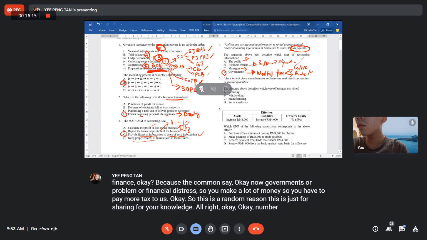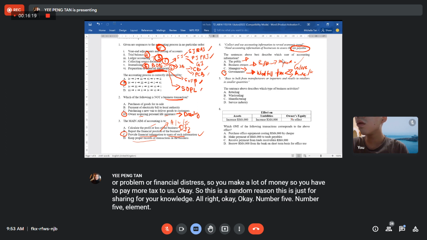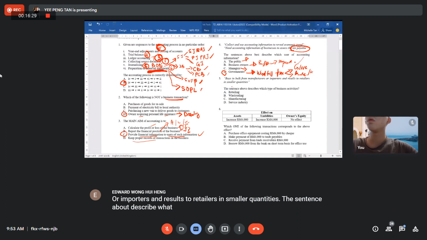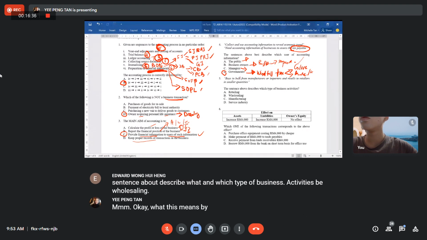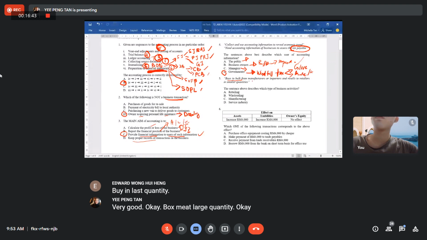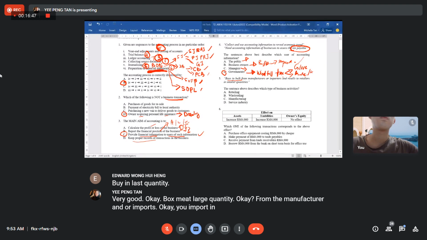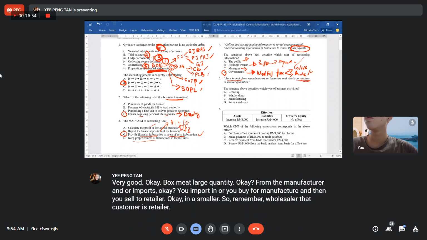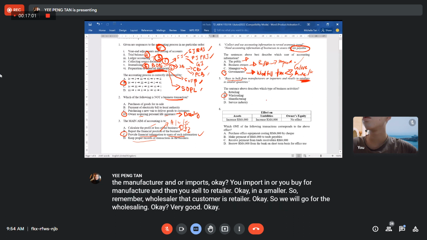Okay, number five, Edmund. Manufacturer or importers and resales to retailers in smaller quantities. The sentence above describes which type of business activities? B, wholesaling. What does it mean by buy in bulk? Buy in large quantity. Very good. Bulk means large quantity, from the manufacturer or importers. You import or you buy from the manufacturer and then you sell to retailers in smaller quantities. So remember, for wholesaler, the customer is the retailer. So we will go for wholesaling. Very good.